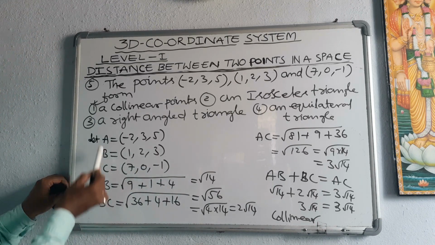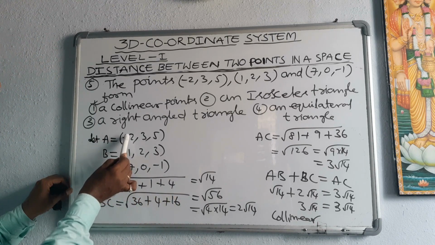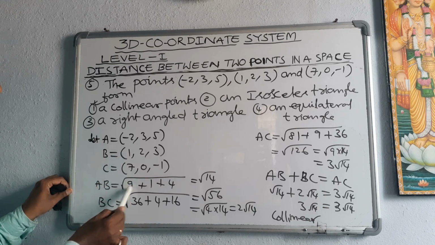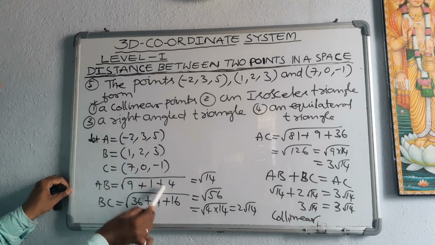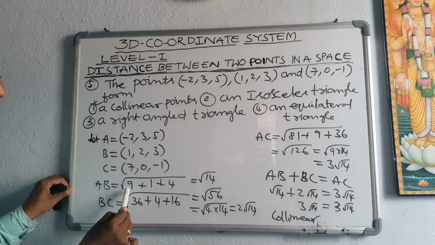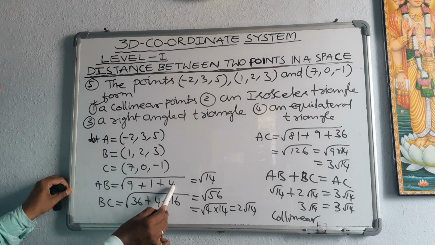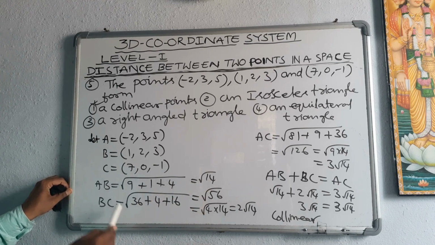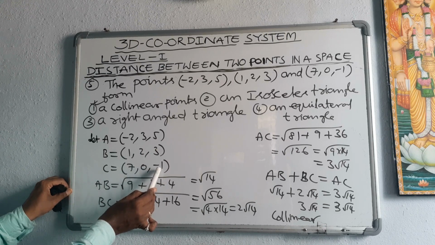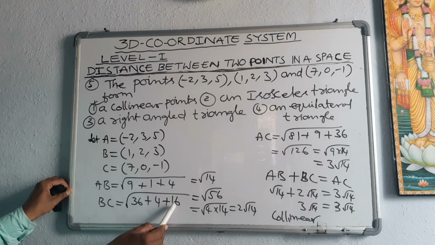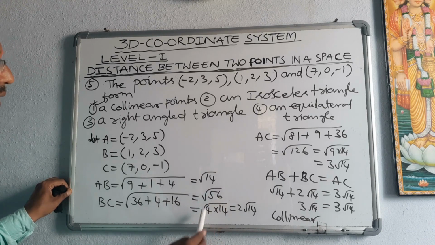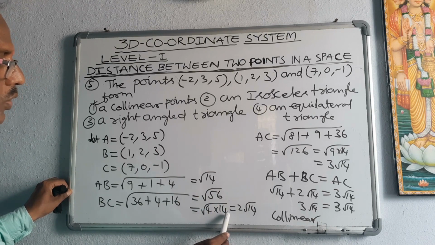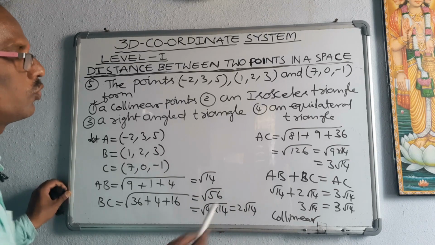To find first the AB length: square root of (minus 2 minus 1) whole square 9, plus (3 minus 2) 1 square 1, plus (5 minus 3) 2 square 4. Sum of 9 plus 1 is 10, plus 4 is 14, root 14. BC length: square root of (1 minus 7) whole square 36, plus (2 minus 0) whole square 4, plus (3 plus 1) whole square 16. 16 plus 4 is 20, 20 plus 36 is 56, root 56, that equals 4 into 14. Square root of 4 is 2, that equals 2 root 14.